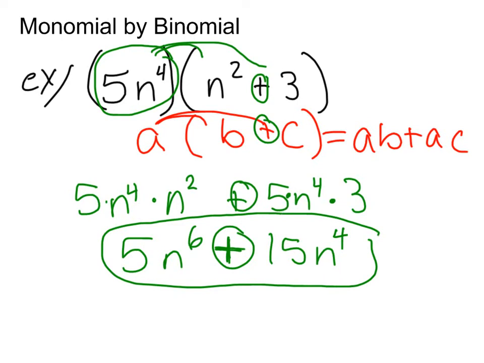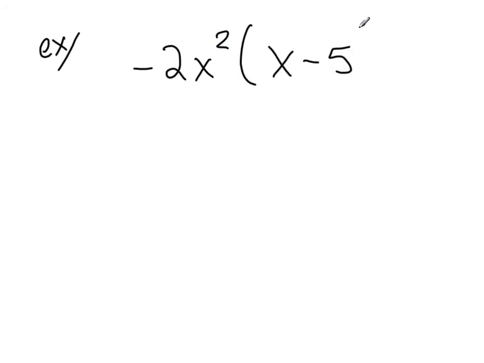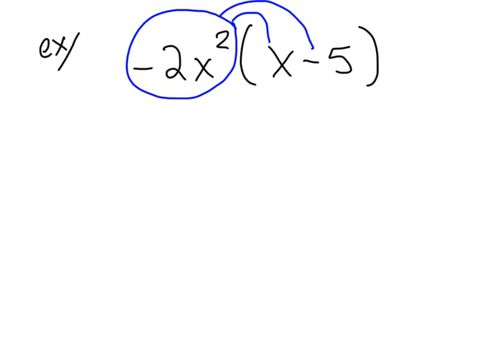Let's go ahead and do another one of those, and we'll see a little bit different. Let's say we have negative 2x squared times x minus 5. So we have something in the front. This is our monomial, and we have to distribute it to each term in the binomial. So we have negative 2x squared times x. Well, we have negative 2 times 1, which is still negative 2. X squared times x, really this is x to the first, so you do 2 plus 1 is 3, so you have x cubed.